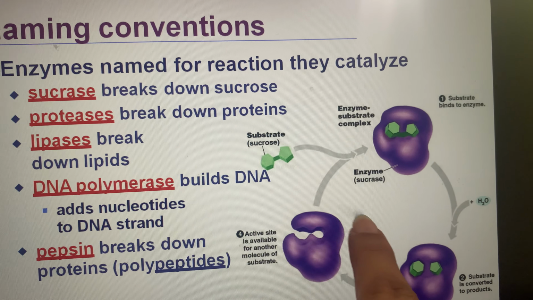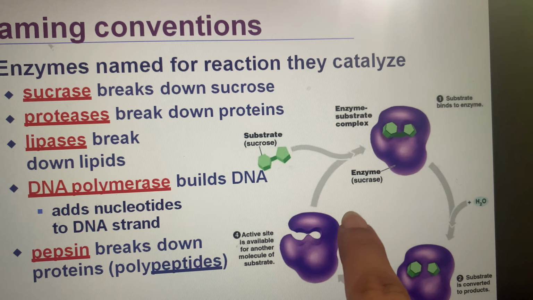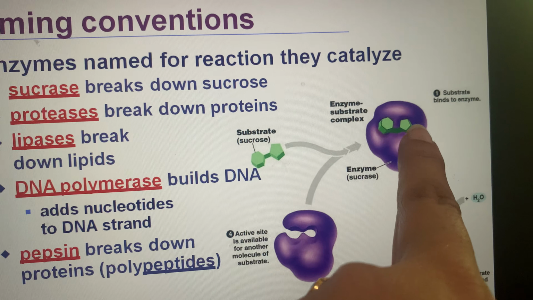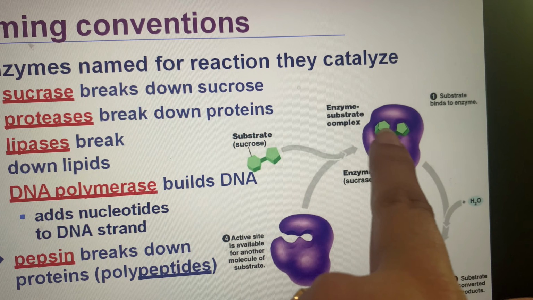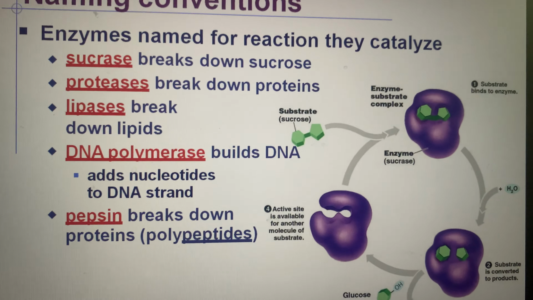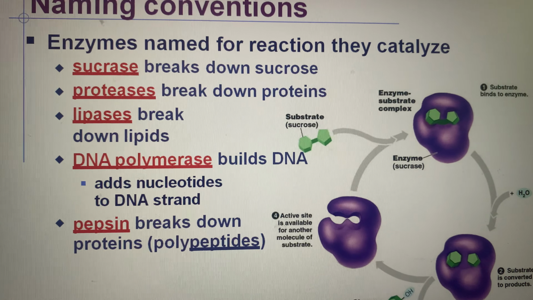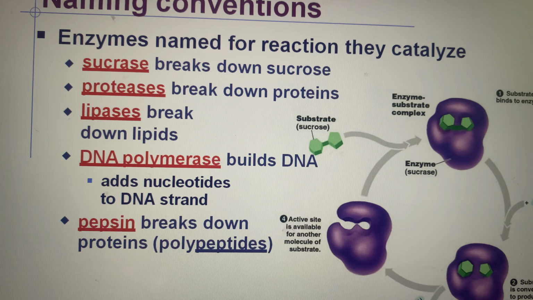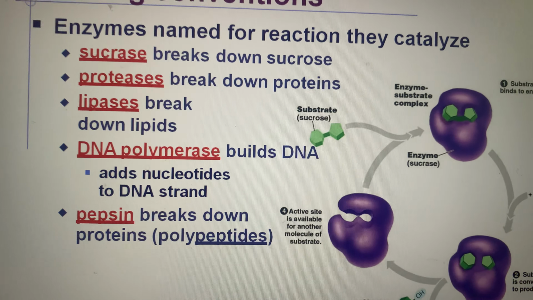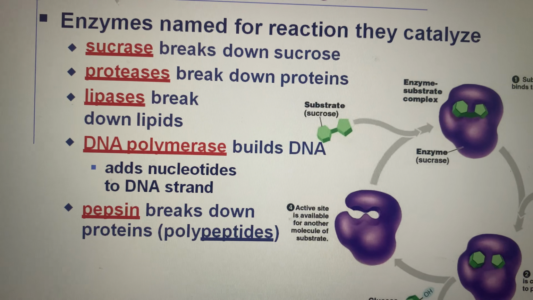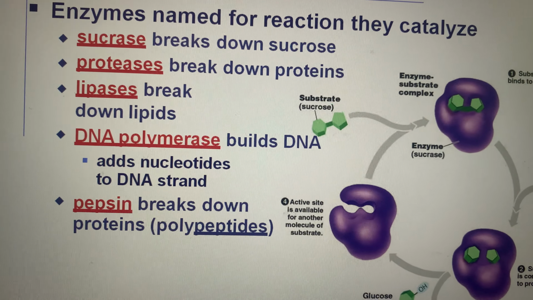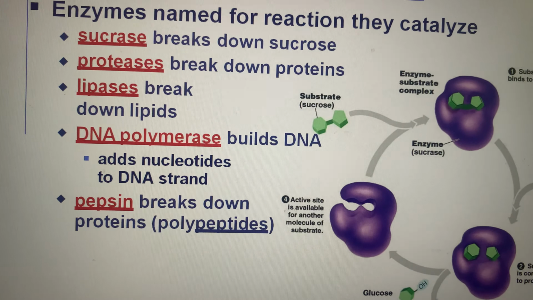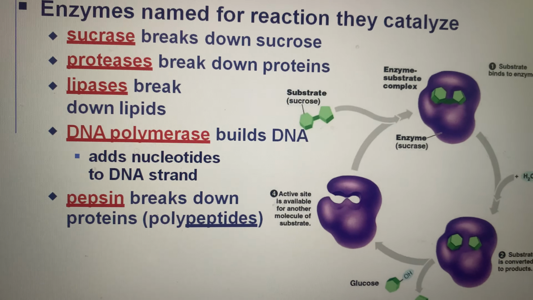This is the active site available for another molecule. This is the enzyme sucrase and it binds with this sucrose substrate at a particular point. So that's the name given to the enzyme, due to the nature of the substrate it acts on. Similarly, proteases break down proteins. Lipases react upon lipids, and there are DNA polymerase and pepsin, etc. They are given names according to the reaction they catalyze.